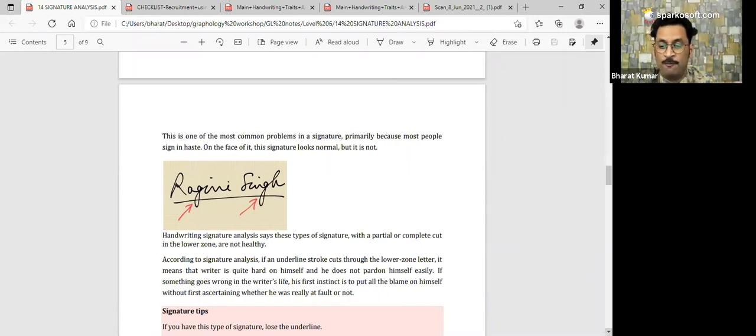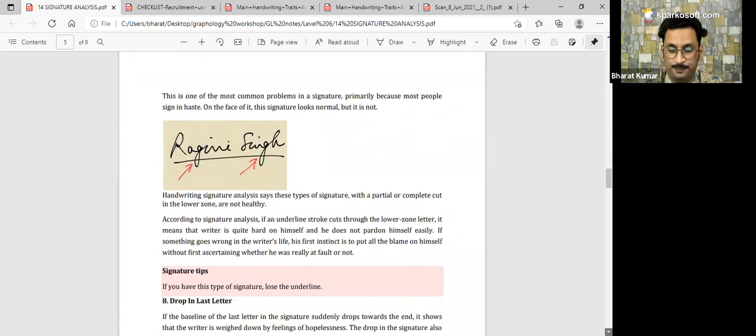Actually, these kinds of people are not able to forgive themselves easily. They generally feel guilty throughout life. So avoid this signature.